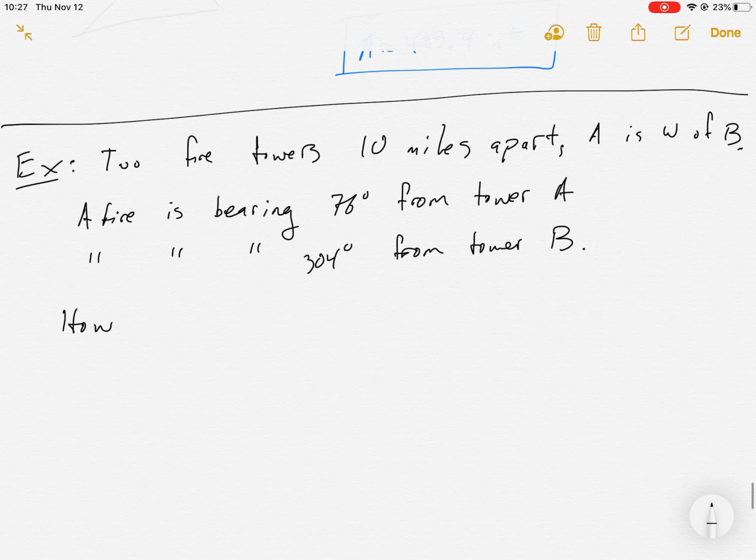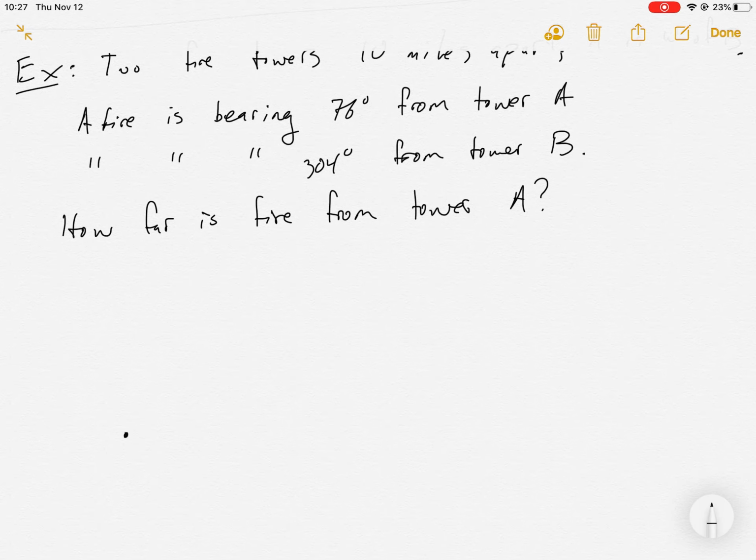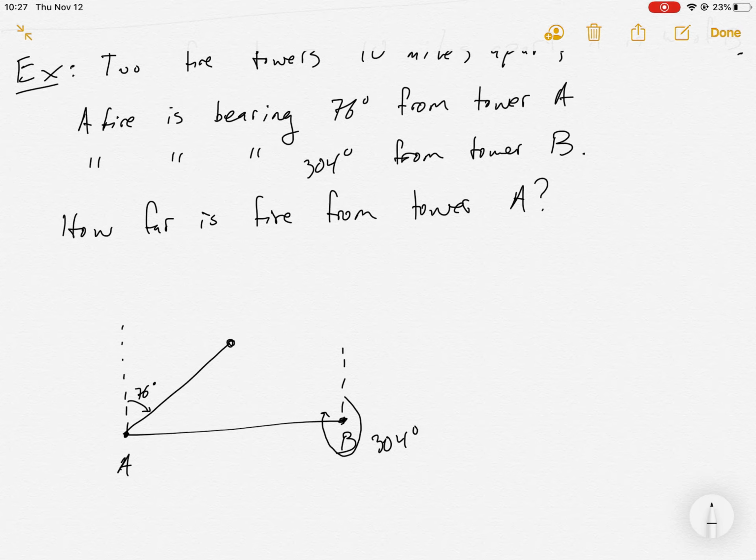How far is the fire from Tower A? So Tower A is going to send out a crew to deal with this fire. How far is it from A? So we'll go ahead and draw that picture. We have A, we have B. From north, this angle is 76 degrees. For B, this angle is 304 degrees, and the fire is somewhere up here. And then I know this is 10.